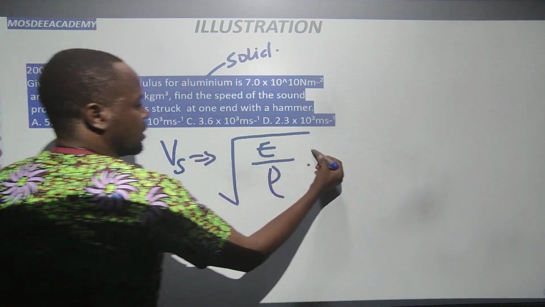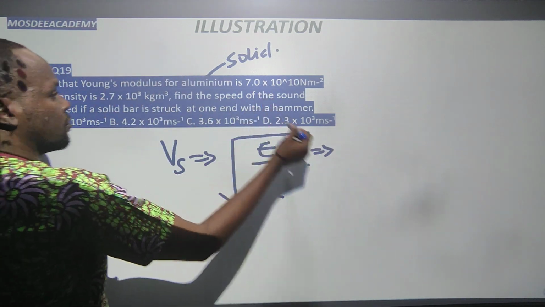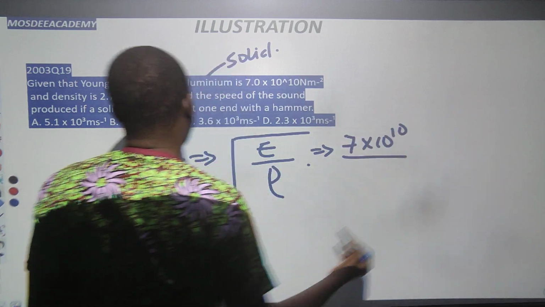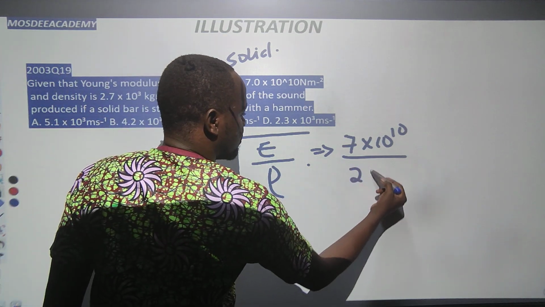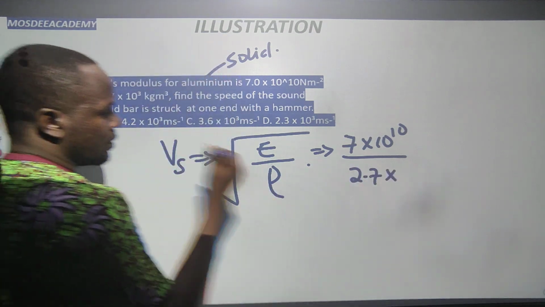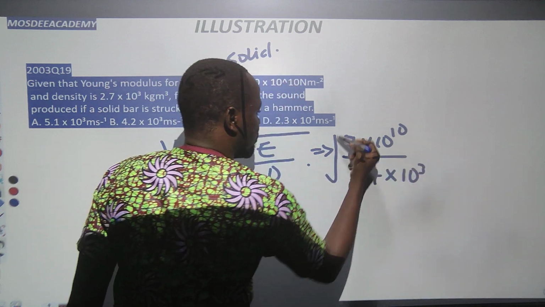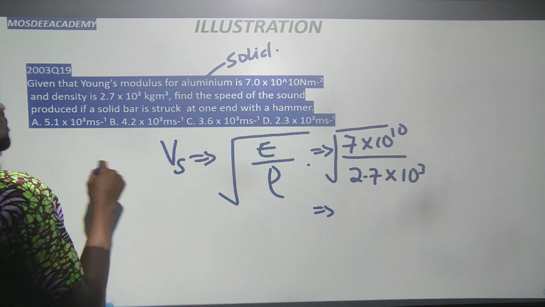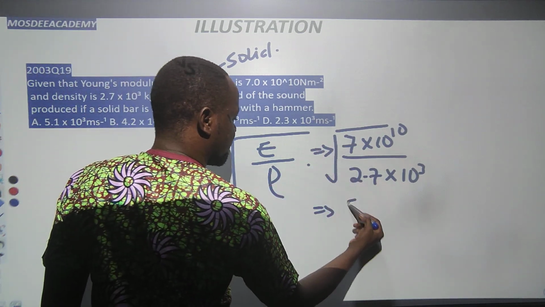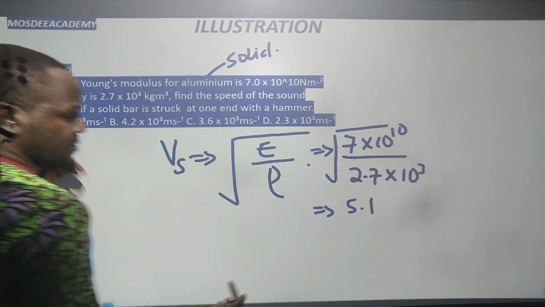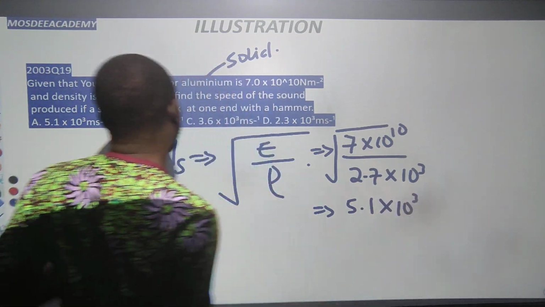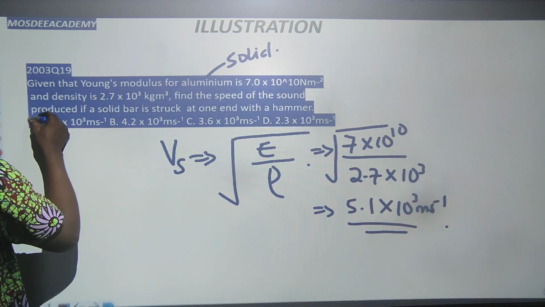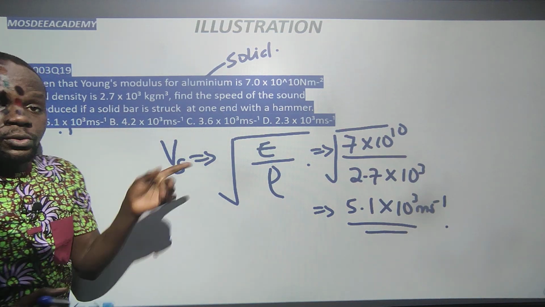So what is the Young modulus? E was given as 7 times 10 raised to power 10, and the density is 2.7 times 10 raised to power 3. Everything is in the square root. So 10 minus 3 is 7. The square root of 7 over this gives 5.1. Times 10 raised to power 3 meters per second. You can confirm it with your calculator. This should be the right answer, taken from 2003, question 19.